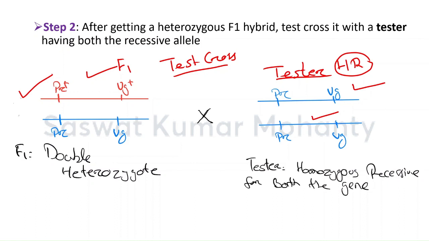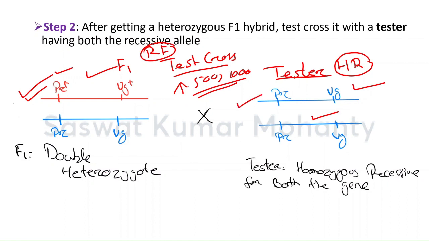Why are you taking the tester as a homozygous recessive? Because when you are going to find your recombination frequency, you are not going to get offspring in very small numbers. Mostly we have to cross them so that you get a large number of offspring, around 500 or more than 1000. After getting 1000 offspring, to check each and every genotype is very difficult. So in this case, when you do a cross with the tester, your F1 hybrid has both dominant genes and the tester has all recessive genes.